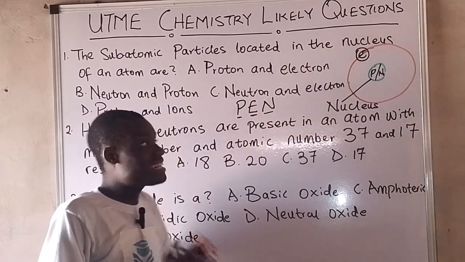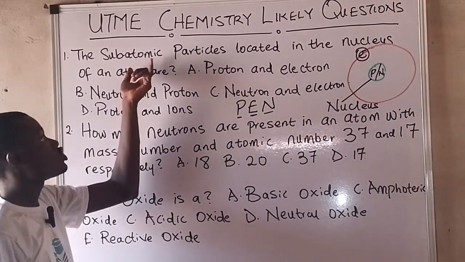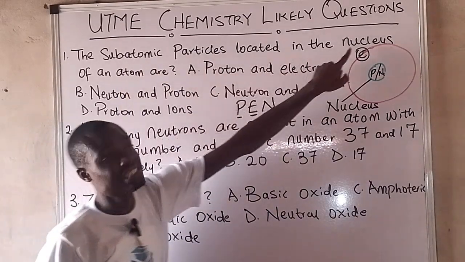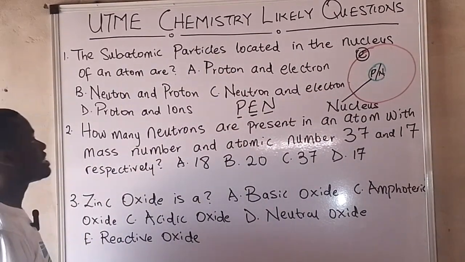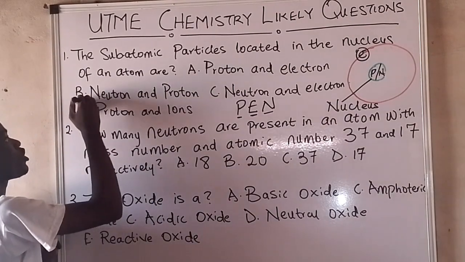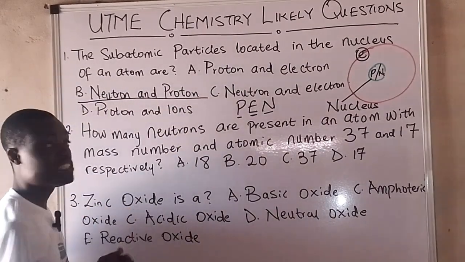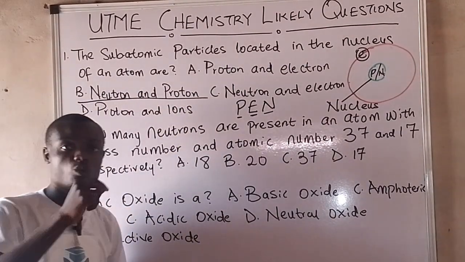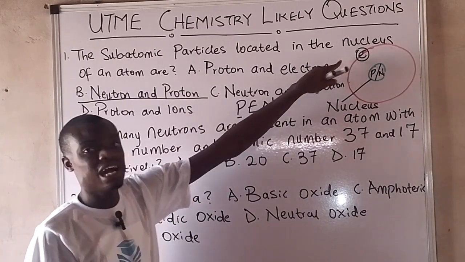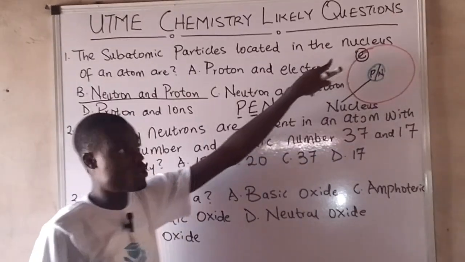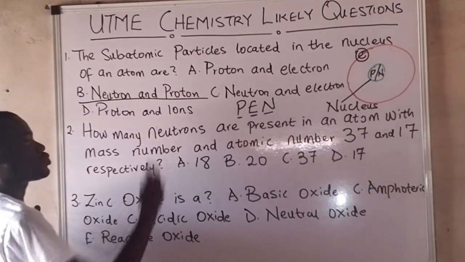So we can now answer this first question, which says, which subatomic particles are located in the nucleus? In the nucleus, we have proton and neutron. So that makes the answer to this question option B. So the 2 subatomic particles that are located within the nucleus are proton and neutron, while the electrons are located within the orbit. So ions, what are ions?